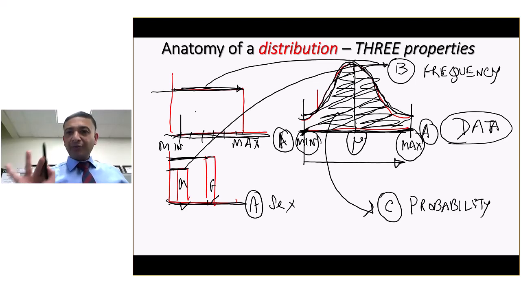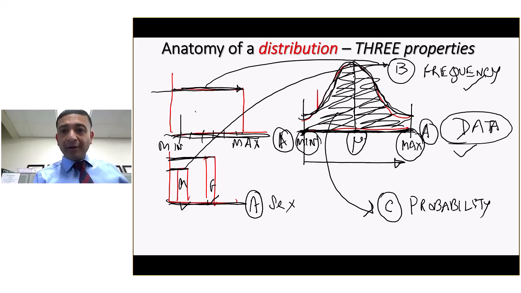That's it, guys. Three important properties. The x-axis is always representing the raw data. You go from left to right, from minimum to maximum, with the mean in the center for continuous data. The y-axis represents frequency. And the area in the curve represents probability. It's the same story for this as well, especially when it comes to continuous data.